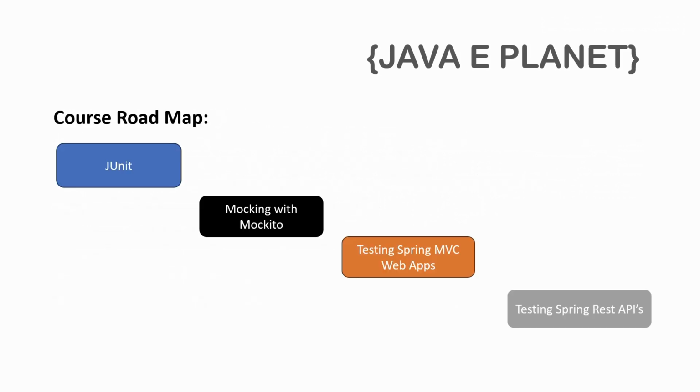This is the course roadmap. In this tutorial, we will discuss JUnit and its topics, and also mocking with Mockito, testing Spring MVC web apps, as well as testing Spring REST APIs.